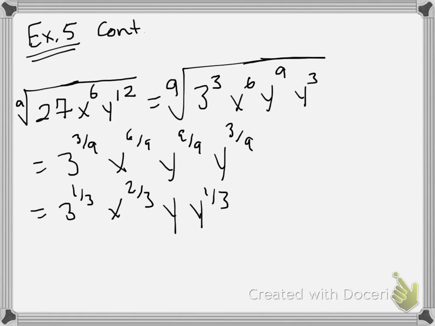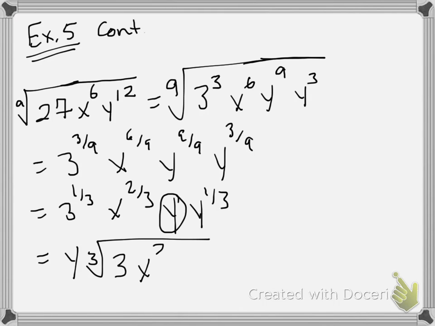So let's put some stuff under the radicals. This y doesn't have a radical, so it's going to go out front. I notice cube root, cube root, cube root here. So this becomes the cube root of 3. Now this x has a 2 in it, so it's going to be x squared with the 3 on the outside. And then y to the 1/3 is the cube root of y. That will be our final answer.